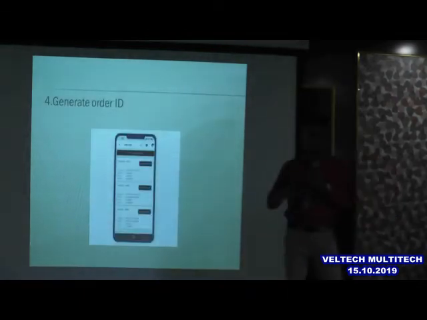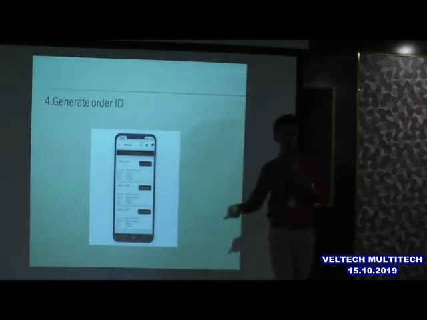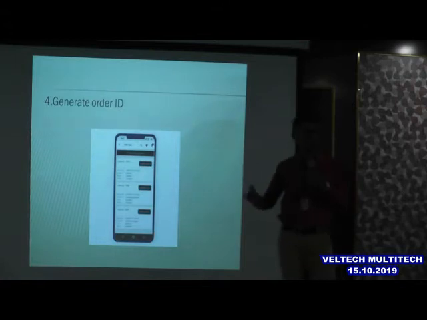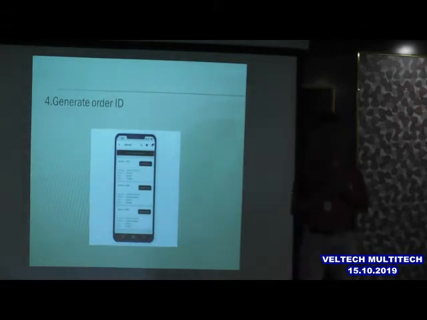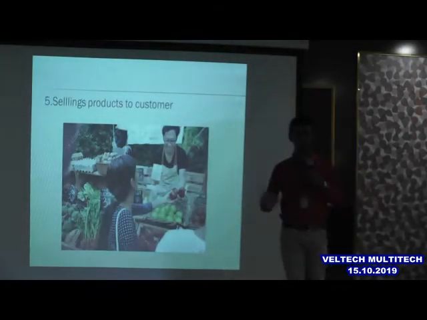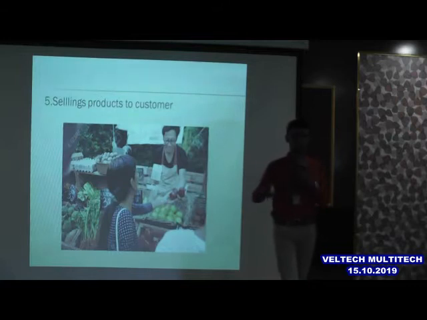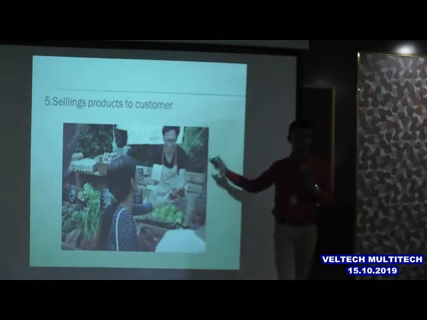The next one. The order ID will be generated for the customer as well as the farmer. With this order ID, they can get their products on a particular day. In some particular place, the farmers will bring their product, and the customer can go there and get their products by using their order ID.